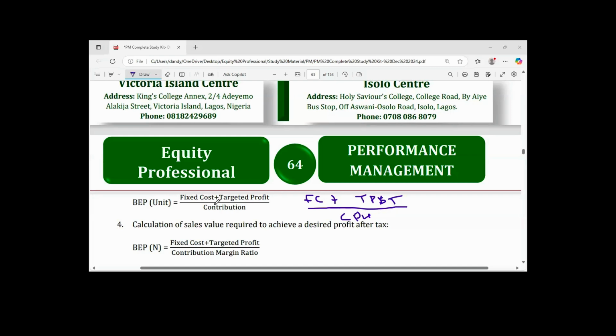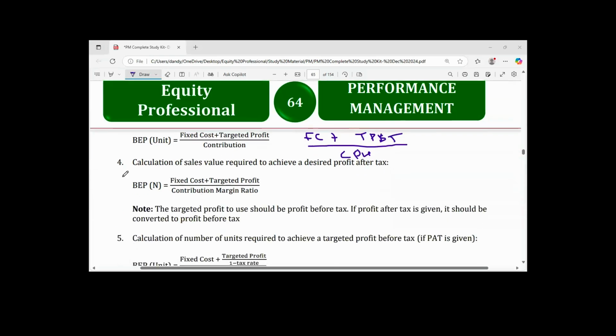Okay, so that's the formula to use to calculate your break-even points in units to achieve a targeted profit before tax. Then number four objective is to determine the sales value required to earn a desired profit before tax. In this case, the formula would be break-even point in Naira equal to fixed cost.